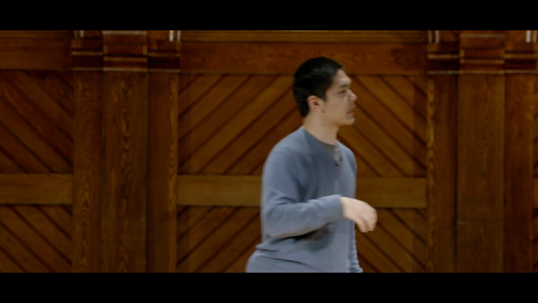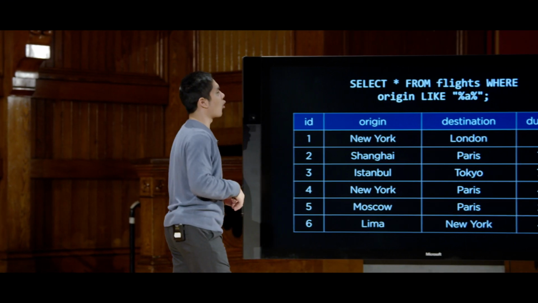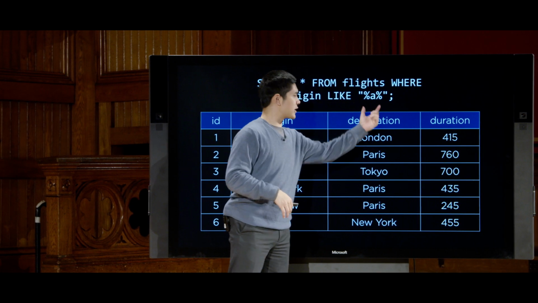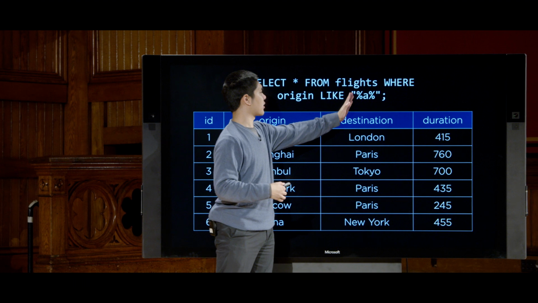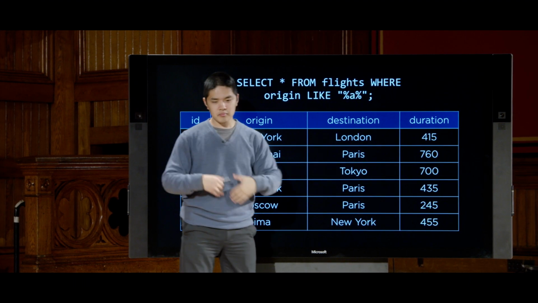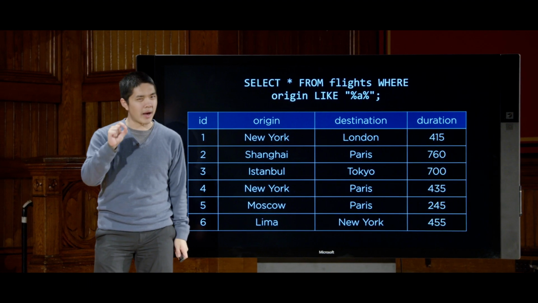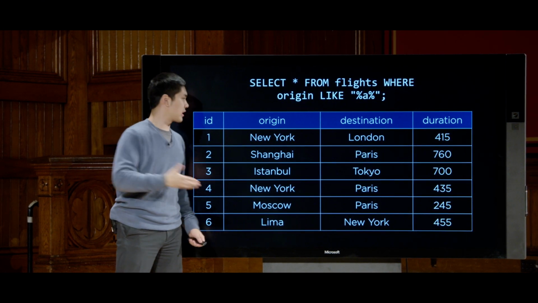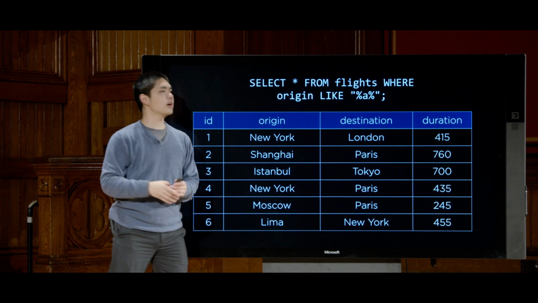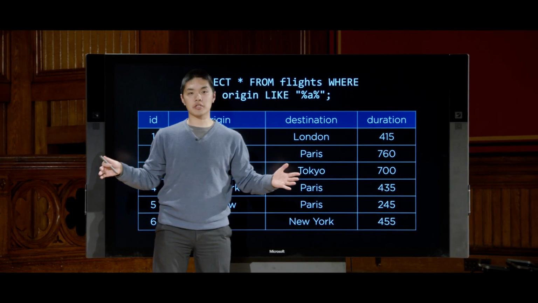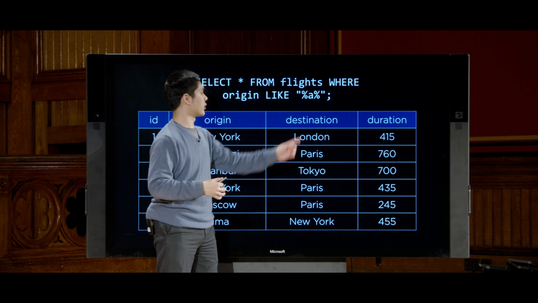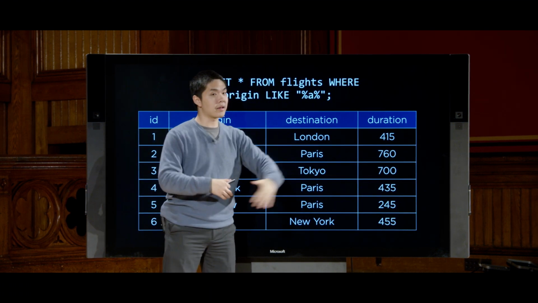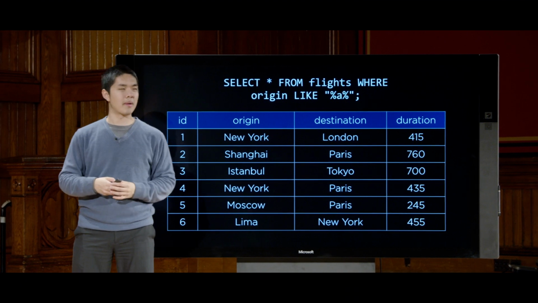I could run a query like SELECT * FROM flights WHERE origin LIKE, and then in quotation marks, I have a bit of a strange expression, '%a%'. This percent, again, stands for a wildcard. And this time, the wildcard is looking at the values of a particular column, in this case, the value of the origin column, meaning the percent stands for 0 or more characters, no matter what those characters are. We're looking for some number of characters, maybe 0, maybe more, followed by an A, followed by some other number of characters, maybe 0, maybe more.